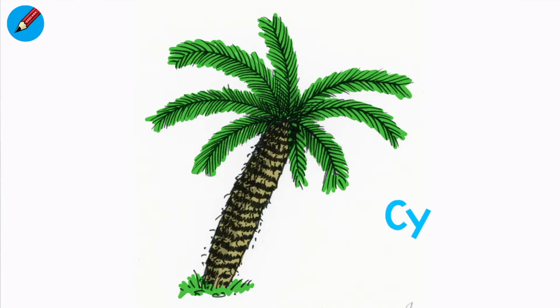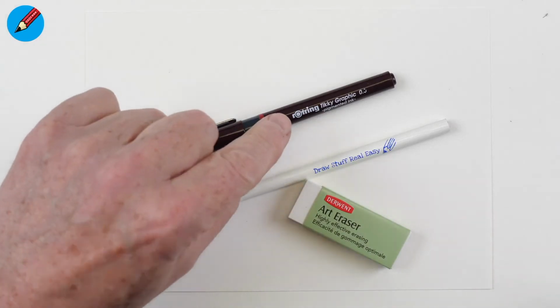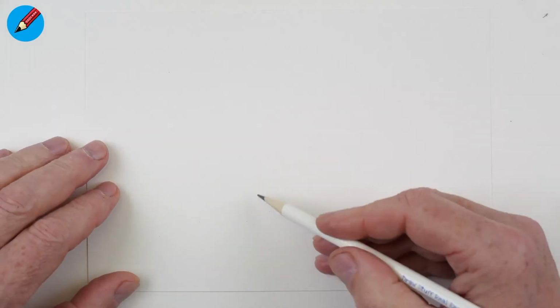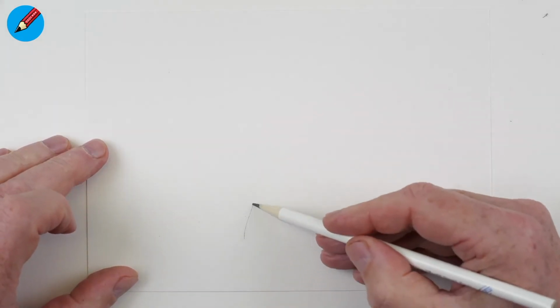This video shows you how to draw a prehistoric tree that you can add to your dinosaur pictures. You're going to need a pen and a pencil and an eraser. Now with the pencil we're just going to plan this out.